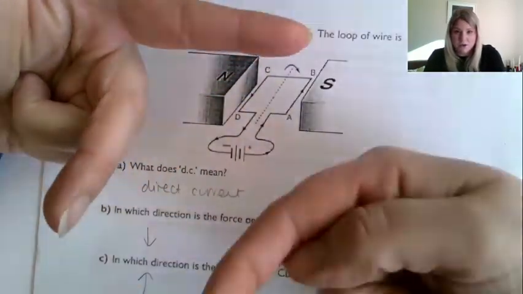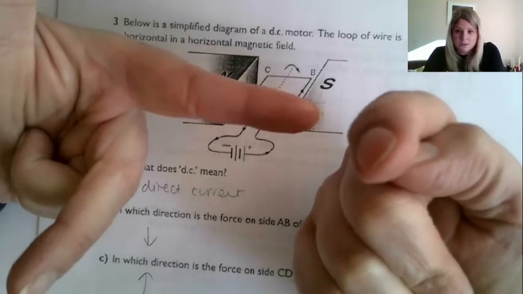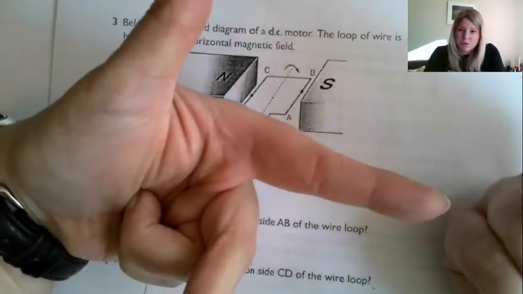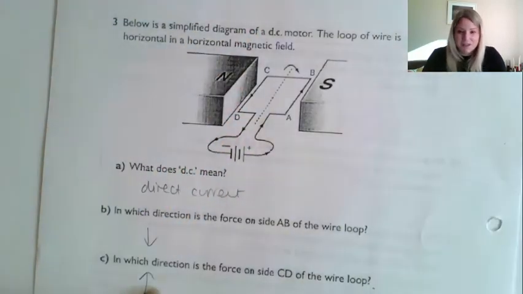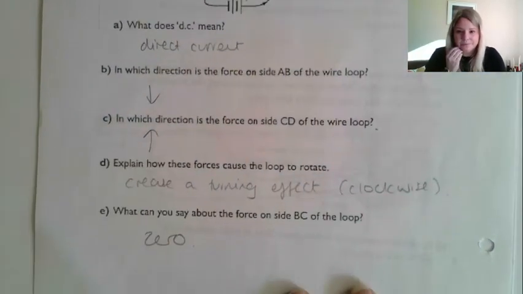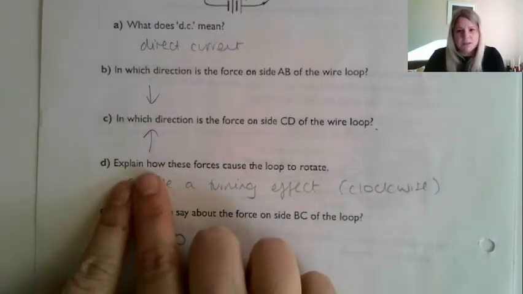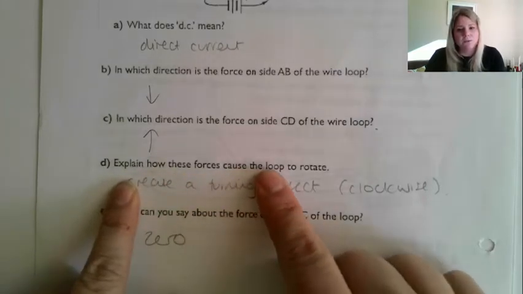This time it's coming out of the page towards me. So that's where I'm doing that. And my thumb's pointing up the way. Shouldn't have said north. Thumb's pointing up. So that's going to go up the way. This here, bit dodgy. Explain how these forces cause the loop to rotate.